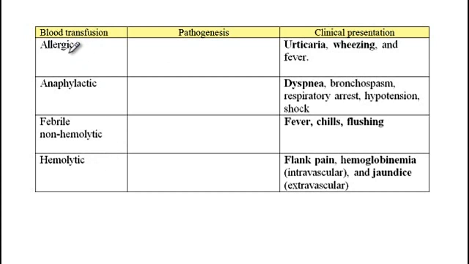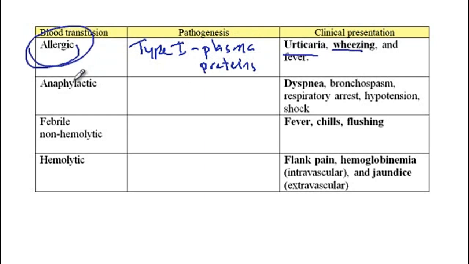So in the allergic transfusion reaction, there is a type 1 hypersensitivity against the donor's plasma proteins. And these patients present with urticaria and wheezing. This allergic reaction is the only blood transfusion reaction in which you do not need to stop the transfusion. With all other 3 types, you will have to stop the transfusion immediately.